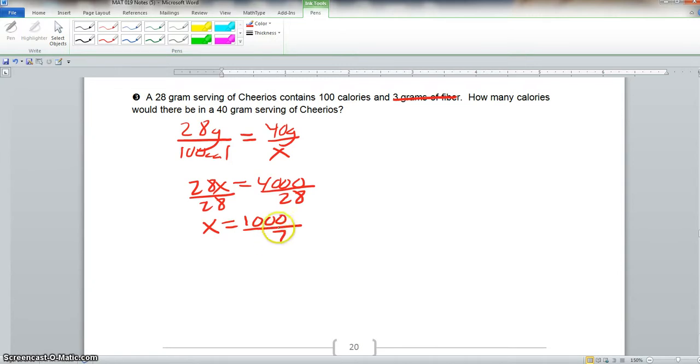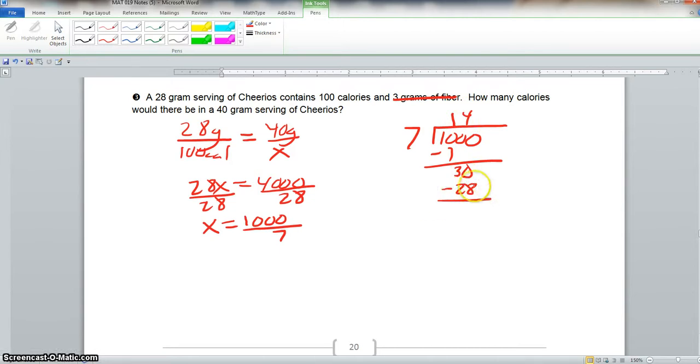Now, I went ahead and did this problem, and it's an extraordinarily long problem, so I think we should leave this just as a fraction. We could leave this in simplified form, 1,000 over 7, but we want to write this as a mixed number. So what we could do is take 7 into 1,000. 7 goes into 10 one time. 7 goes into 30, it'll go 4 times.